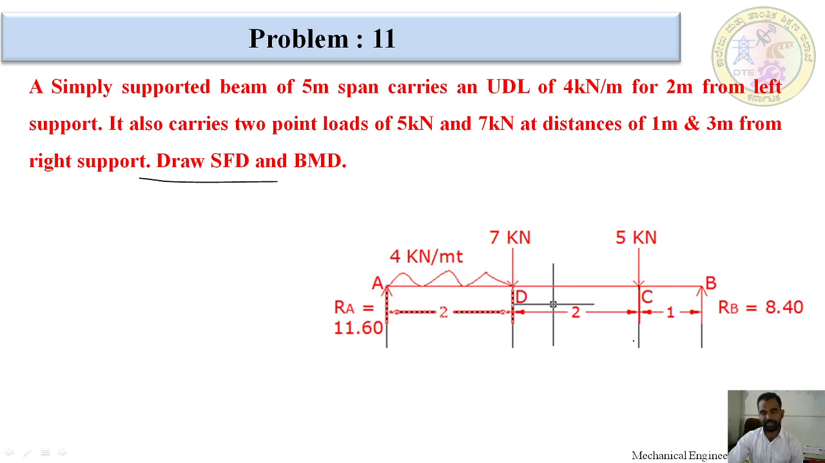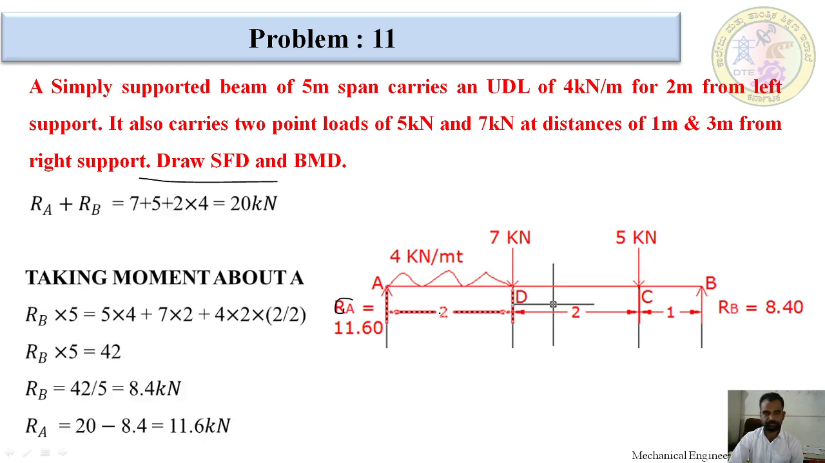Next, as we discussed previously, first of all we have to determine the reactions. First we consider the loads only, upward force and downward force. The upward force is RA plus RB, and the downward forces are 7, 5 plus 4 into 2. See here, 7, 5, 2 into 4. This magnitude is 4 and distance is 2. Conversion of UDL into point load: the total would be 20 kN.